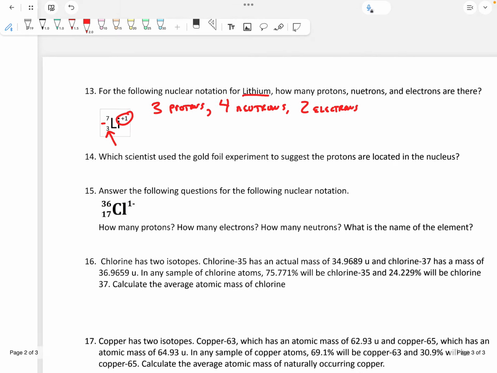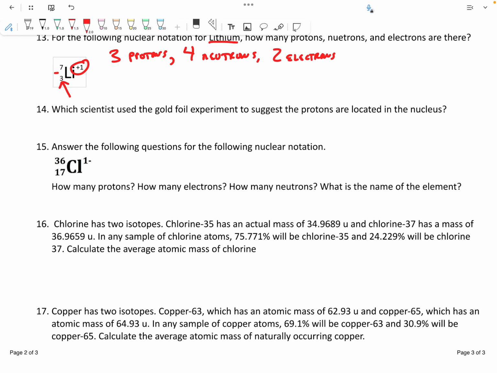Okay, gold foil experiment to suggest the protons are located in the nucleus. That's Rutherford.